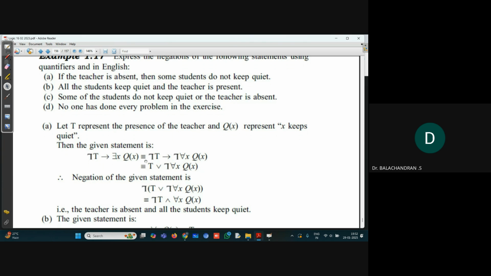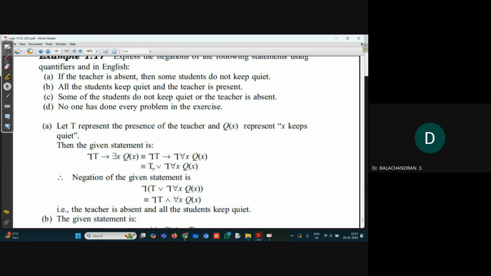I think they did it in a slightly different way. Negation T implies there exists x negation Q of x is equivalent to negation T, and I think they take the negation outside, so it automatically changes into negation for every x Q of x. Next, P implies Q is negation P or Q. So negation of negation T is T, or negation for every x Q of x. Now they are finding the negation for this statement.